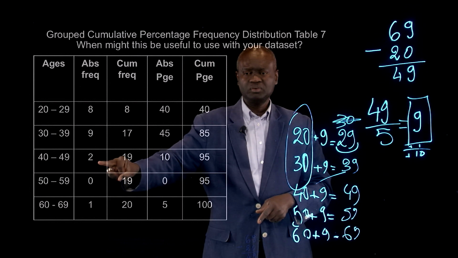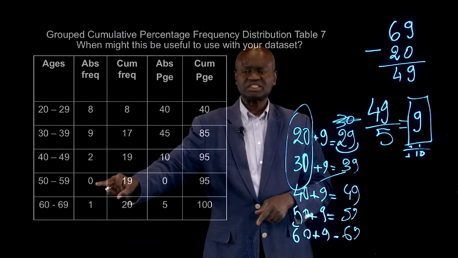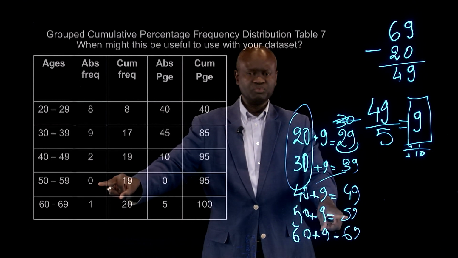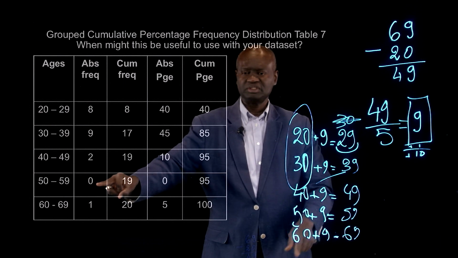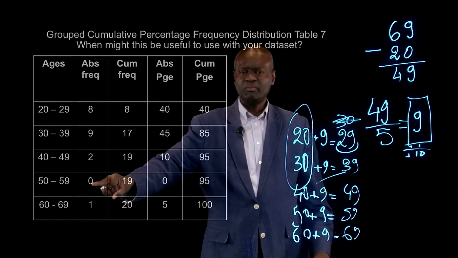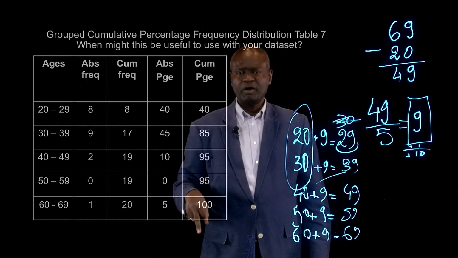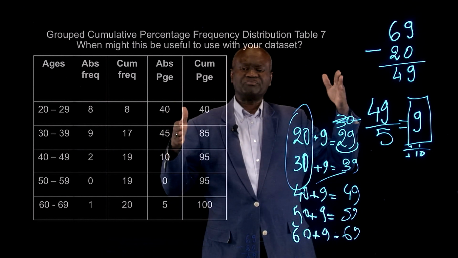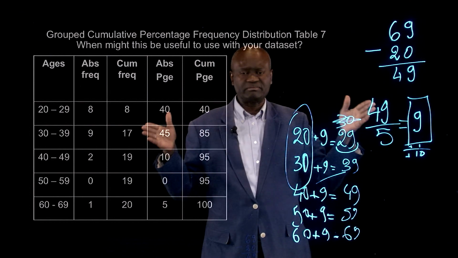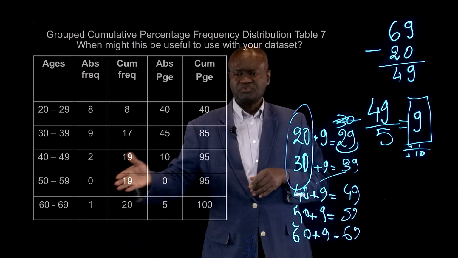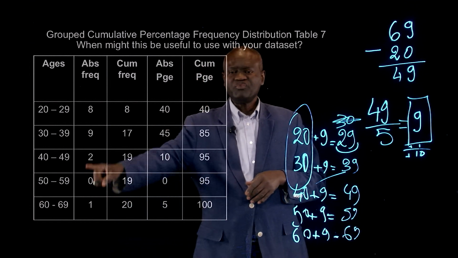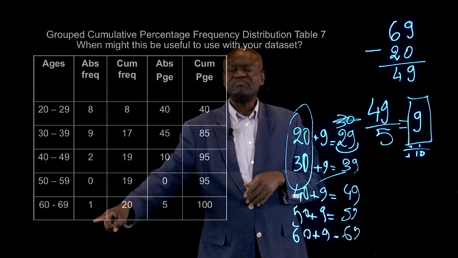And then 2. But you see in this age group, from 50 to 59, we do not have anyone. That's why we have a 0. Nobody in this group of 20 people is between 50 and 59. No one. And then from 60 to 69, we have 1 person. You can see it here. So if we add all this, we will have 20 people.